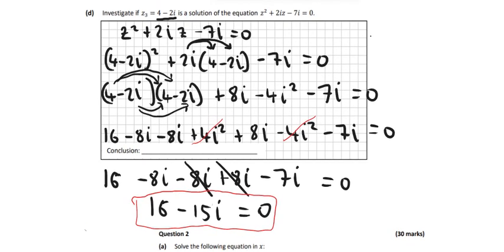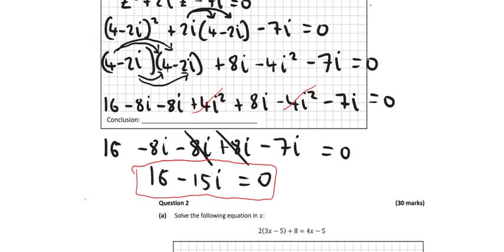It asked us at the start to investigate if it was a solution. Because it doesn't simplify down into 0, we can say that no, it's not. So your conclusion, what should have gone in here, was no, it's not a solution. And that's question 1.